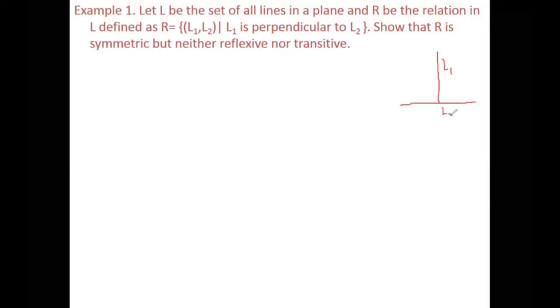If this line L1 and this line L2 are perpendicular to each other, then we can write (L1, L2) belongs to R. This is our definition of the relation, which is defined on lines in a 2D plane.